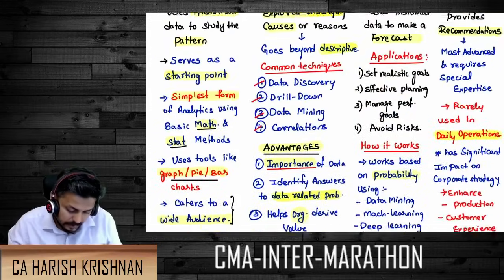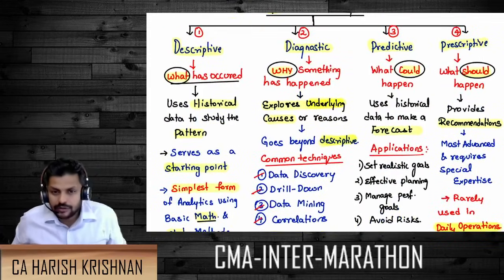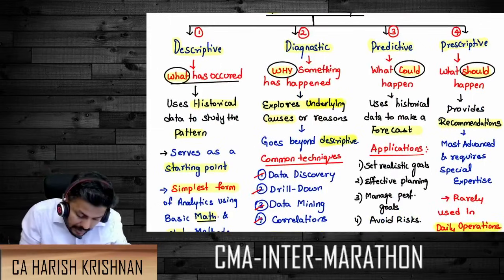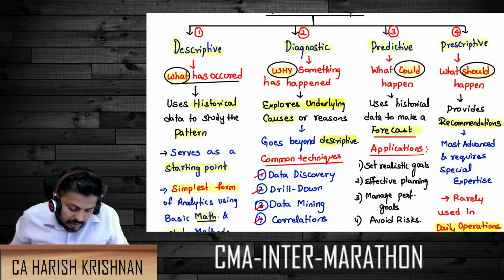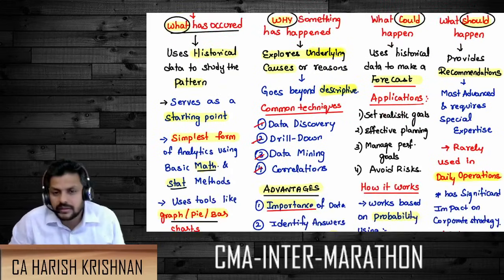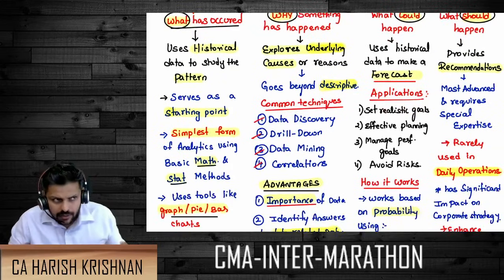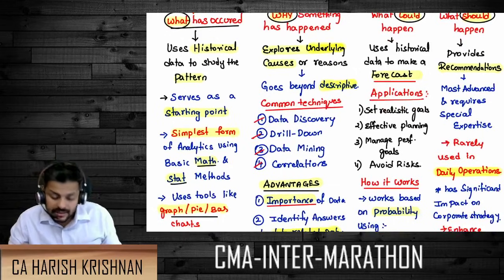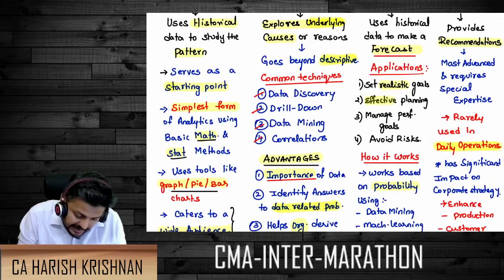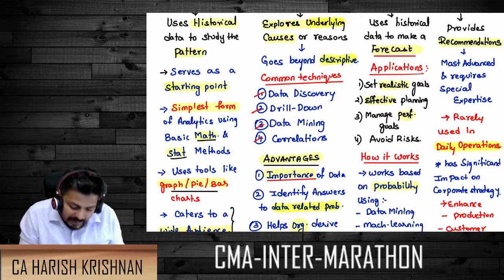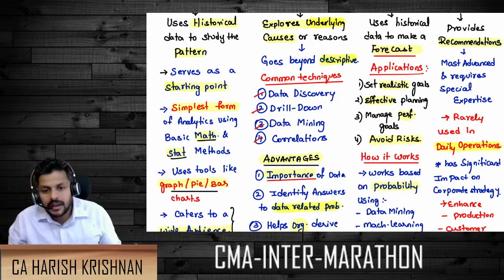Then predictive analysis, what could happen. Using historical data, you will make a forecast. It is better to see the past data and then set your goals and other things accordingly, right? Set realistic goals, effective planning, manage performance goals, and if you are very well aware of what is happening, you can avoid some of the risks.